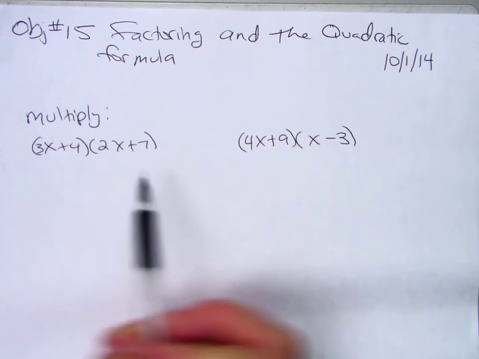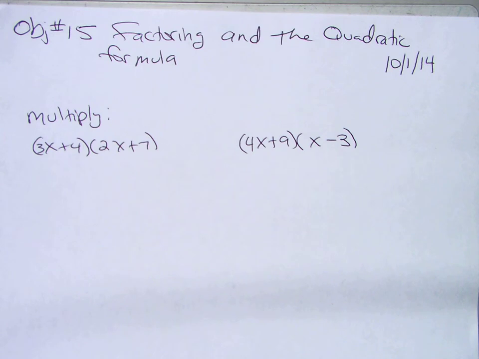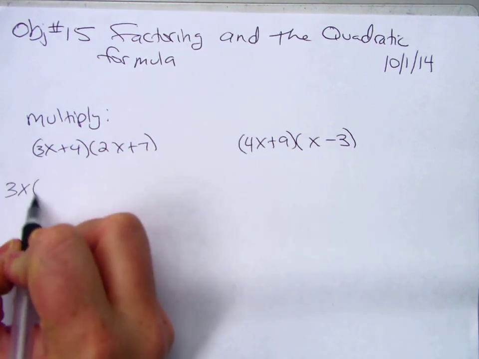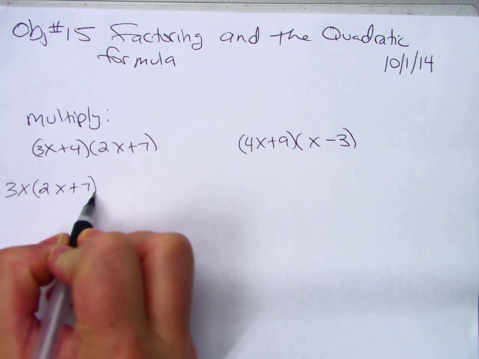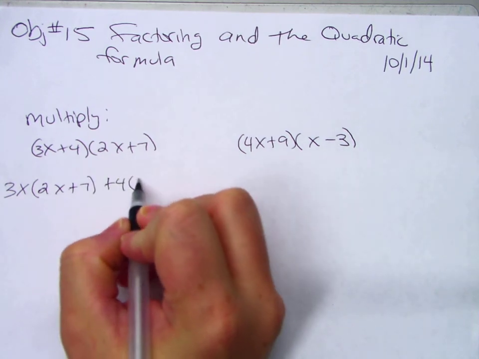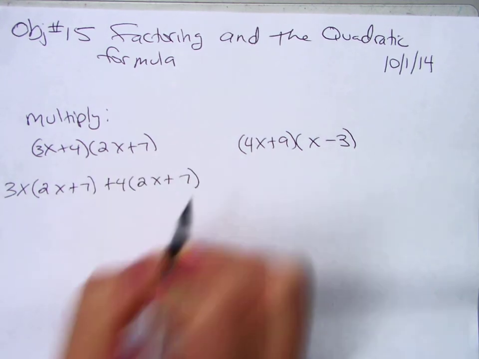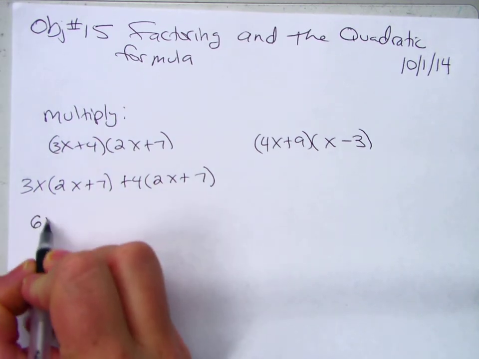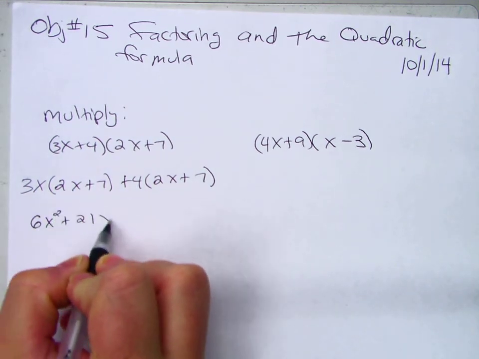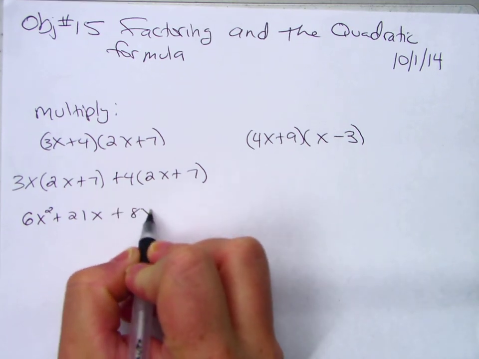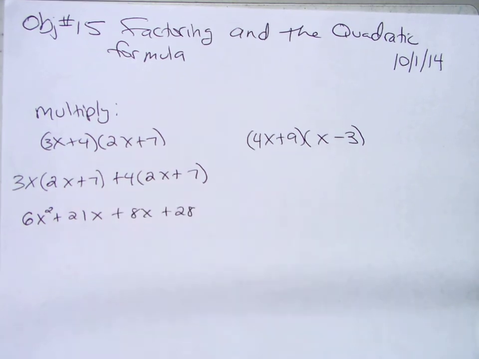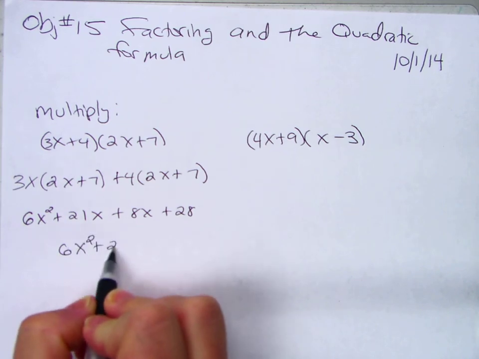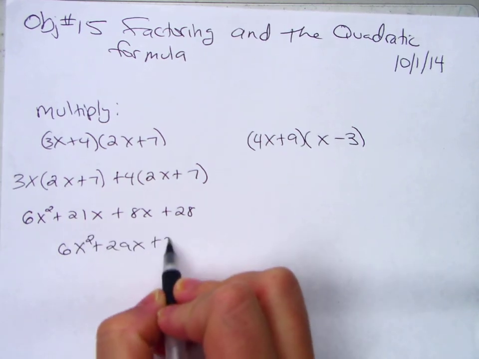Alright, so you can do FOIL, you could just multiply however you like to do it. So we can do 3x times 2x plus 7 plus 4 times 2x plus 7, and then just double distribute. So 6x squared plus 21x plus 8x plus 28. Combine the middle two because they're like terms. 6x squared plus 29x plus 28 is the answer.